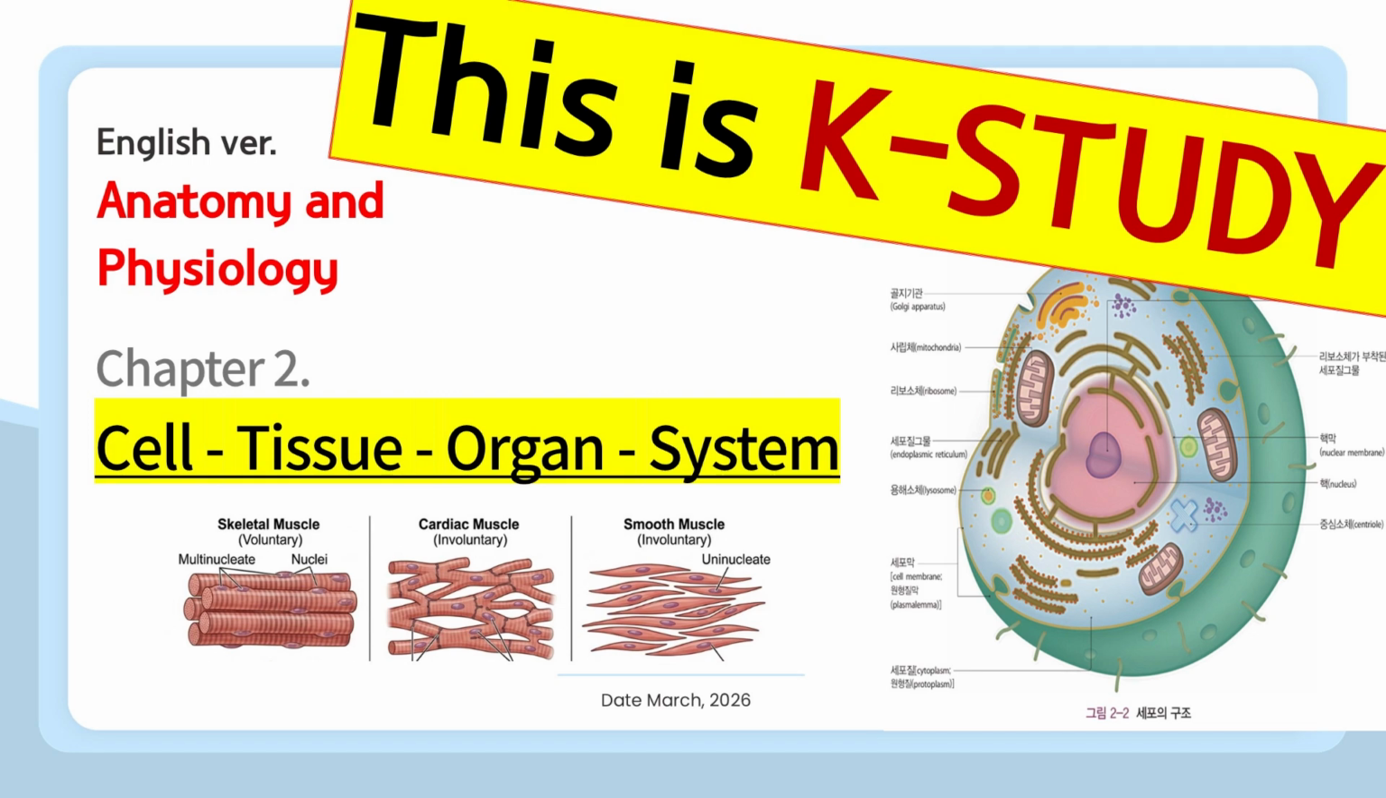Today we're moving on to Chapter 2, the organization of a human body. Have you ever wondered how our body is built? It's not just one big lump. It has a very sophisticated hierarchy. We start from tiny cells, which group together to form tissues. These tissues then create organs, and organs work together as a system. Understanding this step-by-step structure is the key to mastering anatomy. Are you ready to dive into the world of cells and tissues with me?